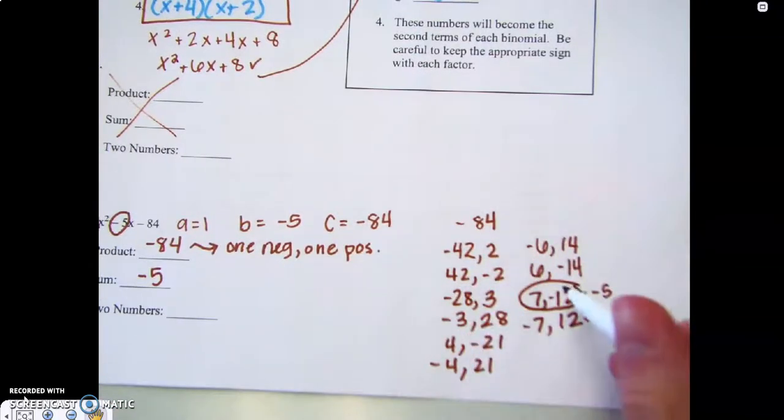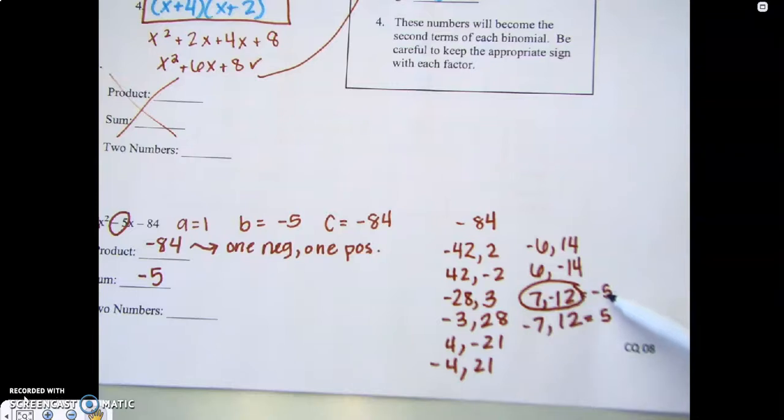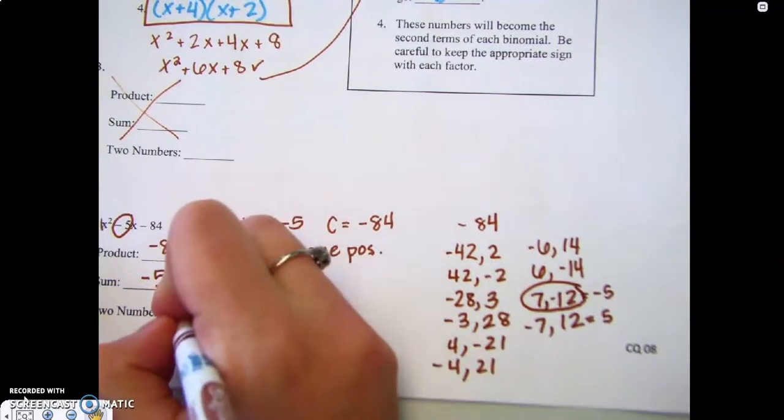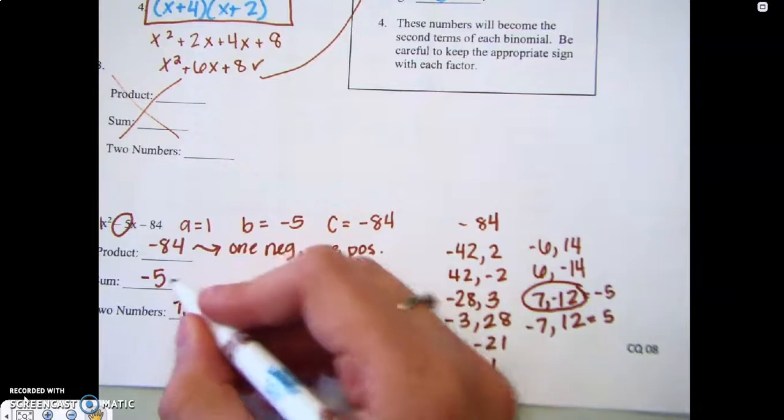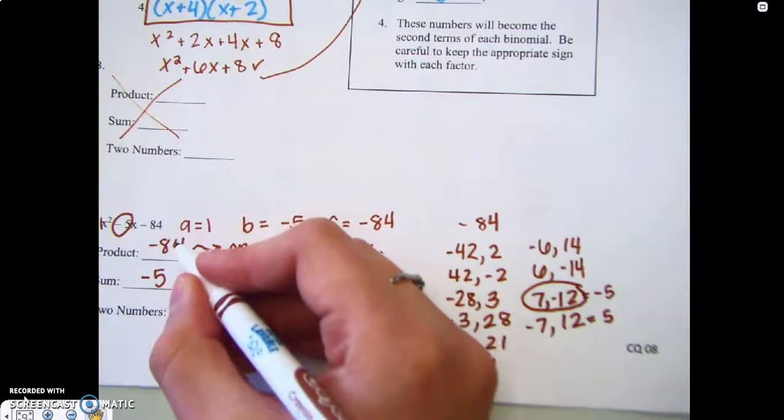So notice how long that took me. It took me a long time, but that's okay. Sometimes it takes a while. 7 and -12 are the factors that add to be -5. So I have 7 and -12. Those are my two numbers. When I add them together, I get -5. When I multiply them together, I get -84.